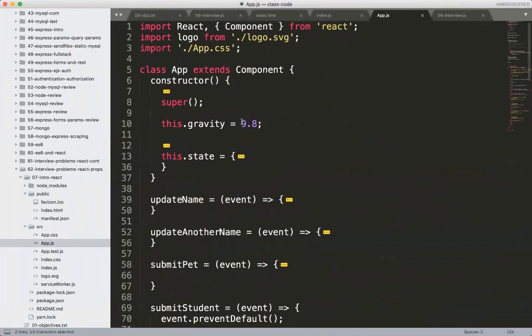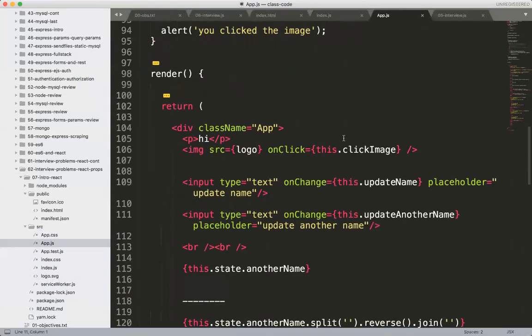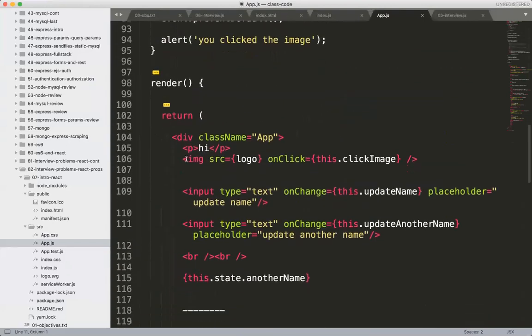So if you want to import an image, you just do import. You can give it any name you want right here from ./logo.svg. And the dot slash, what does the dot slash mean? Current directory, right? And so inside the SRC folder, you'll see logo.svg. Right, so over here, I'm doing image.src equals this logo. On click, trigger this function.